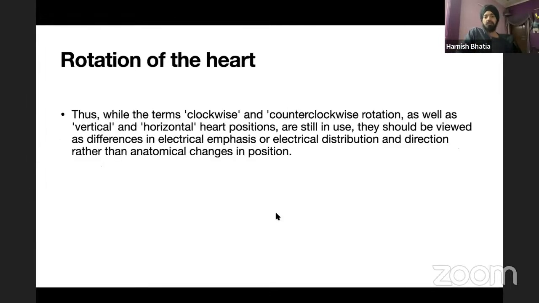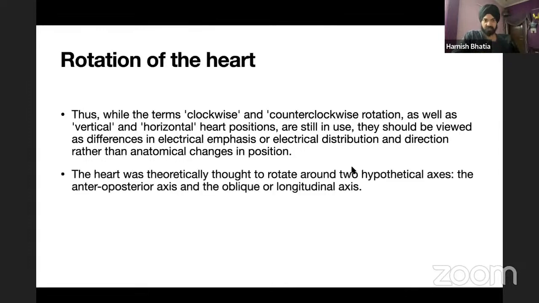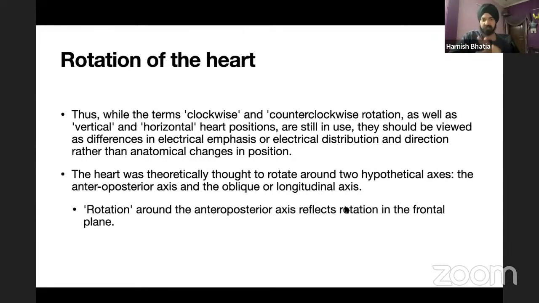Okay. So thus, while the terms clockwise and counterclockwise rotation, as well as vertical and horizontal heart positions are still in use, they should be viewed as differences in the electrical emphasis or electrical distribution and direction rather than anatomical changes in position. The heart was theoretically thought to rotate around two hypothetical axes, the anteroposterior axis and the oblique or longitudinal axis. I'll explain these axes.